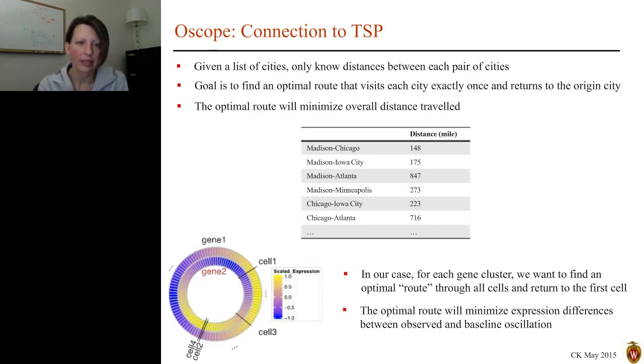Here, it's similar to the traveling salesman problem, but we have a gene cluster and we want to find the optimal route through all the cells that returns to the first cell, because again, we are trying to reconstruct an order. I'm just going to move that around, where we start at cell 1 and we move around and we come back to cell 1. So in that way, it's like returning to the origin city. The optimal route is going to minimize what? Well, that's sort of where the extension comes in. It minimizes expression differences between observed and baseline oscillations. Now, the nearest insertion algorithm was developed to address the traveling salesman problem and works pretty well. We extended it to accommodate our specific problem here. So we call that the extended nearest insertion algorithm.